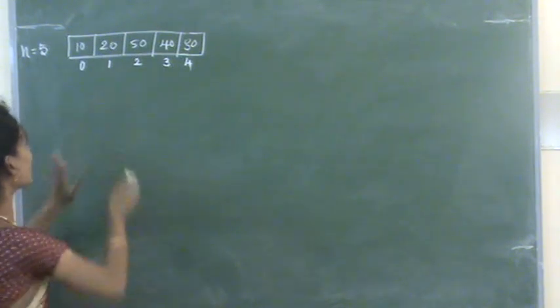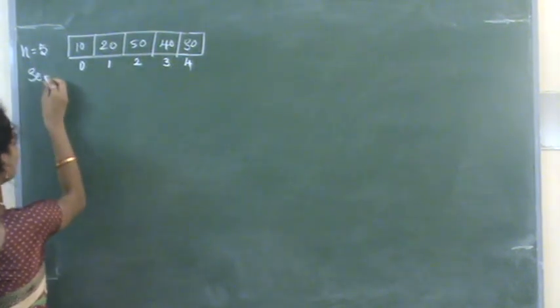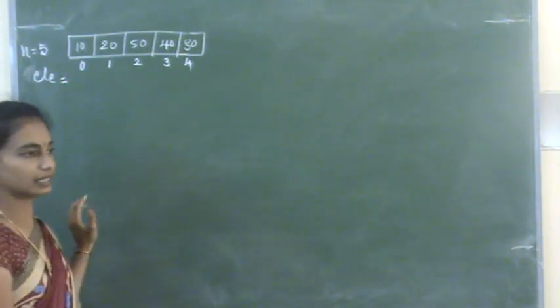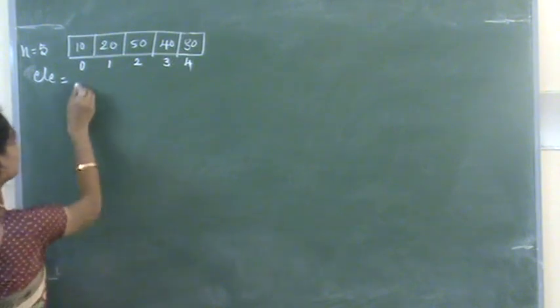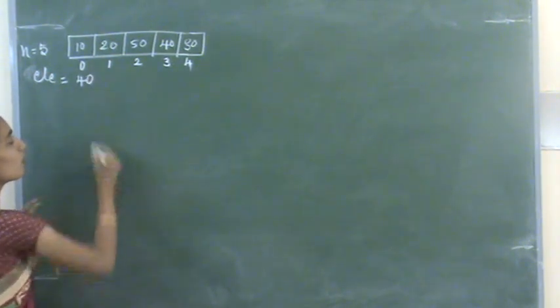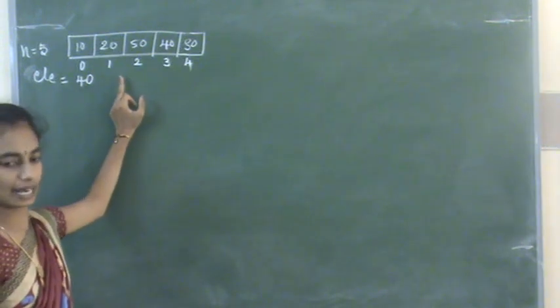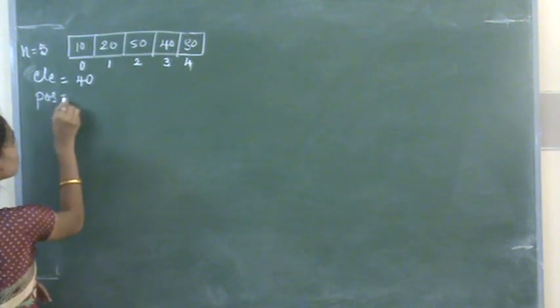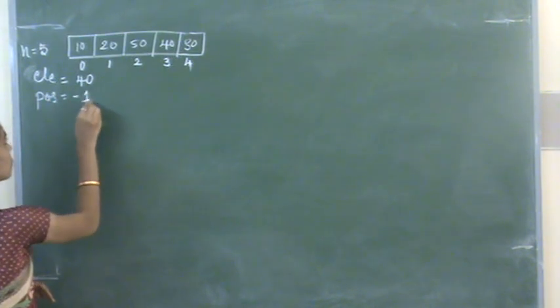So for this array I will select a search element, which we are taking as ELE in the algorithm. So this search element is 40. So now I am searching for the element 40 in this linear array. So for this, first we will assign the position value as -1.